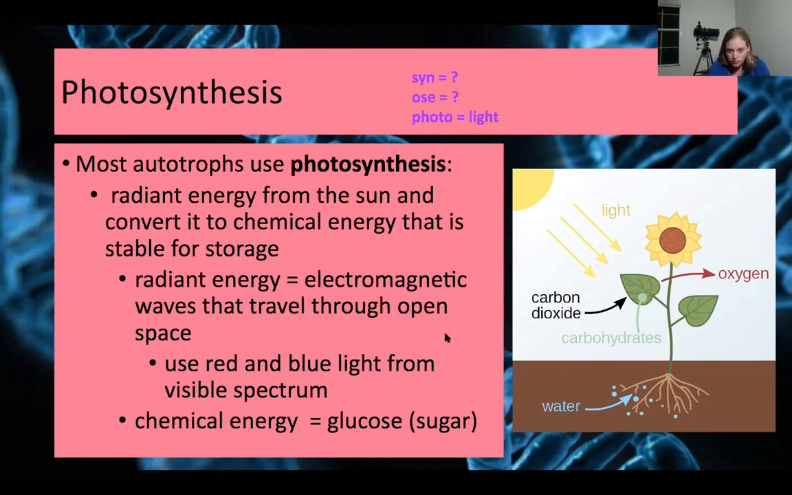Now, if we're looking at photosynthesis, the reactants for photosynthesis are going to be your carbon dioxide and your water. So plants are going to take in this water, and this sunlight is going to provide the energy for these leaves to capture this carbon dioxide and put it together and make glucose. So glucose is a carbohydrate, and this is one of your products of photosynthesis. The other is going to be oxygen.